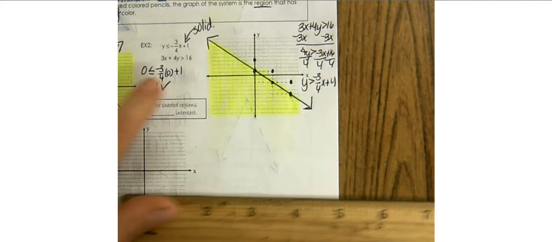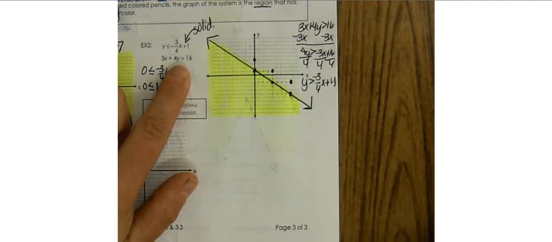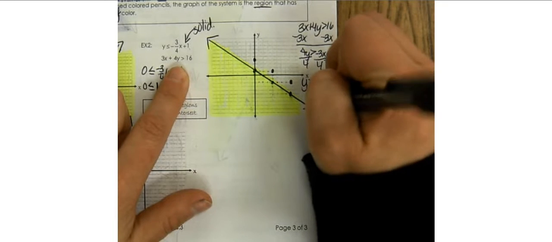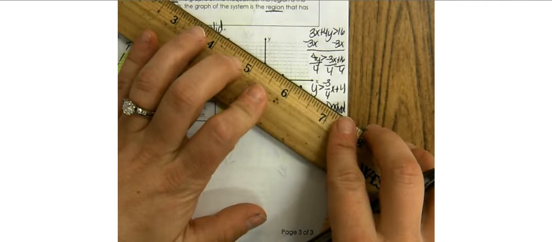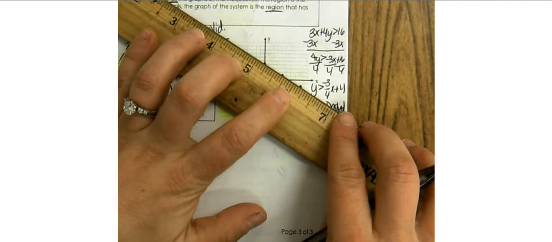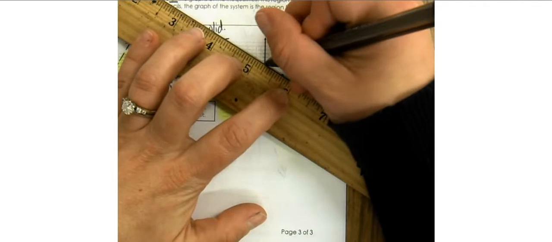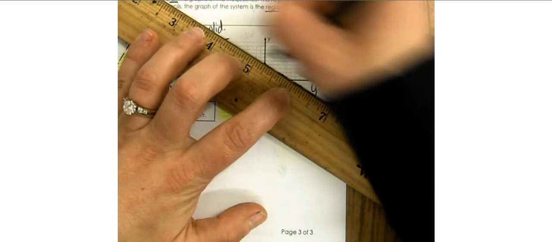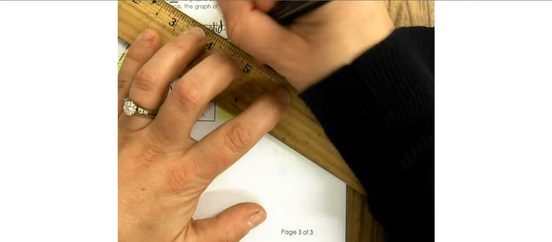And in this problem, because it's not an equal to, this is going to be a dashed line or an open line. It's always important to know what you're going to draw before you draw it. All right.